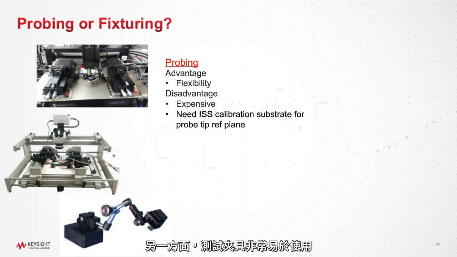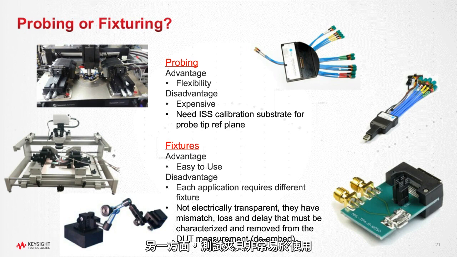On the other hand, fixtures, they're very easy to use. Basically, you just plug them in, or you would torque them if it's a coaxial connector. The disadvantage is each connector type or application requires a different fixture. So in this case, you may have a dozen different fixtures, and most likely you would want to have a library that has all of the S parameters for each one of those different fixtures. And that would allow you to de-embed the fixture at the reference plane right at the input to your device under test. And that is a very effective way to get your device performance.